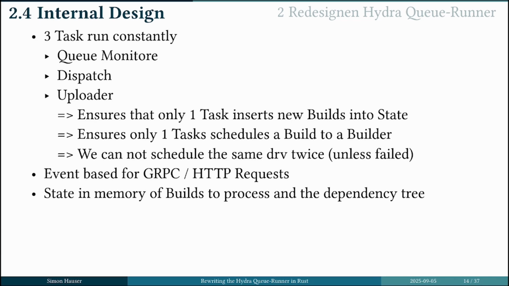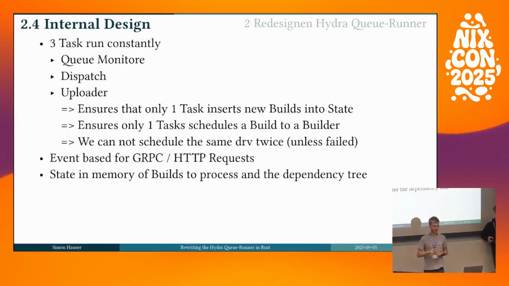We then also have event-based, so everything else like the gRPC communication, like streaming the logs, is event-based, and the HTTP request, there are a couple of additional endpoints to get information about the internal state of the queue runner. This is done event-based. And the queue runner keeps the current builds in process. It does not write anything to the database about the internal state, it only writes build results to the database. And so we keep the complete dependency tree of the builds we are currently working on in memory.